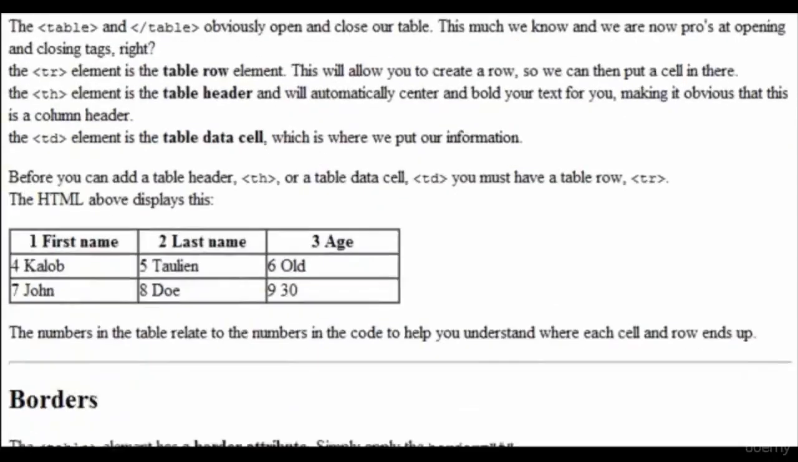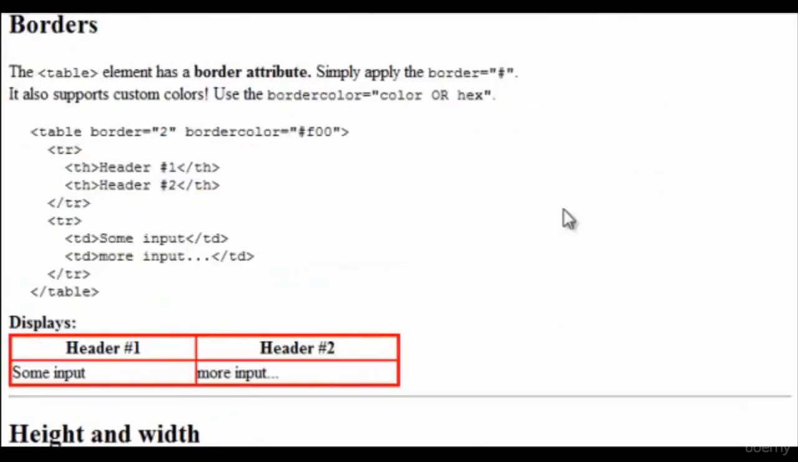Borders. The table element has a border attribute. Simply apply the border attribute with a number, and it also supports custom colors. So if you use the border color attribute and you type a color or a hex, it will give you that color. Let's look at an example. We have a table with a border of 2, so that's a 2-pixel border all the way around it and through the cells, and our border color is F00, which is red. We could also just type red here.